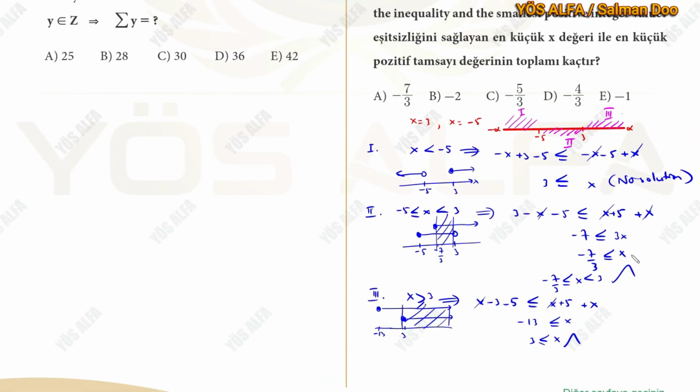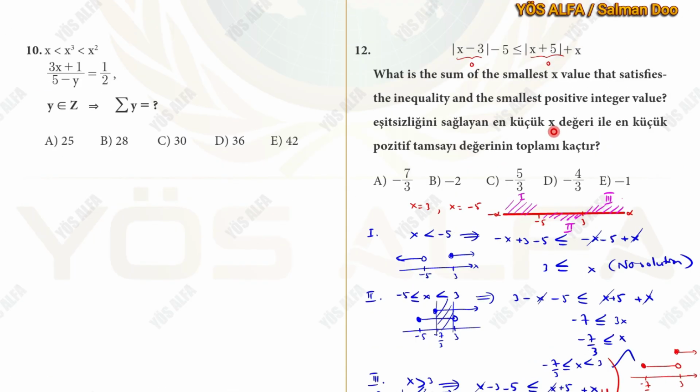So our final solution is the union between these two. So this is between minus 7 over 3 and 3, so in this region. And this one is x is larger than 3, so in this region. Since we are looking for the union between these two, our solution set will be x is larger than or equal to minus 7 over 3. So this is our final solution.